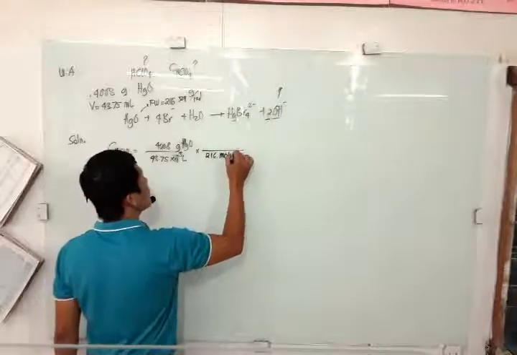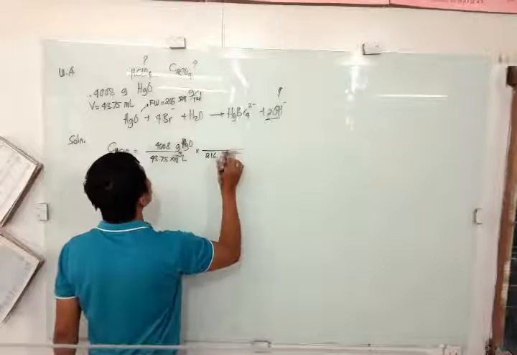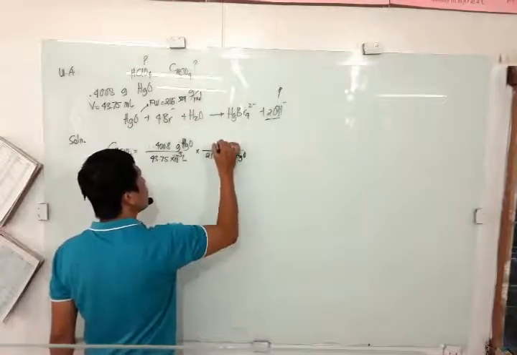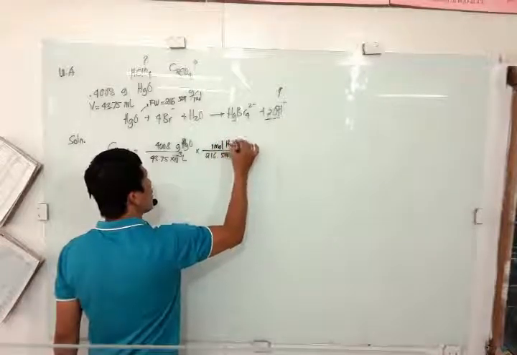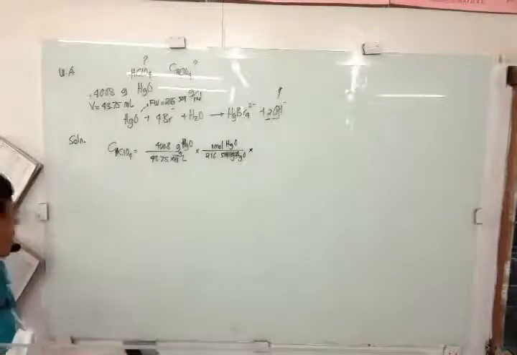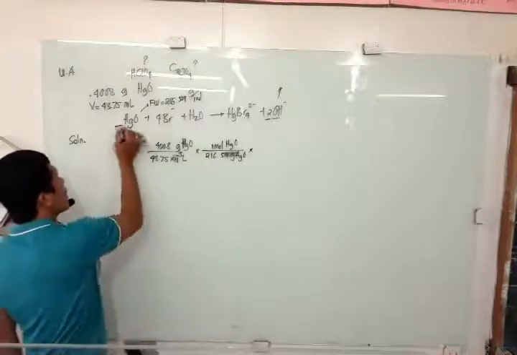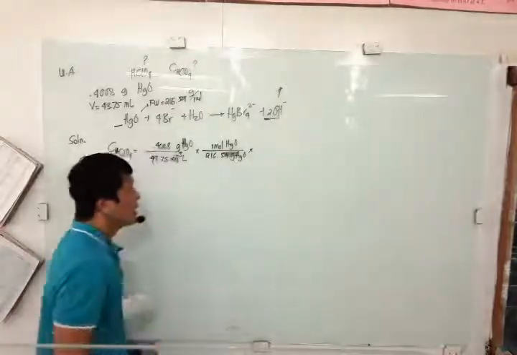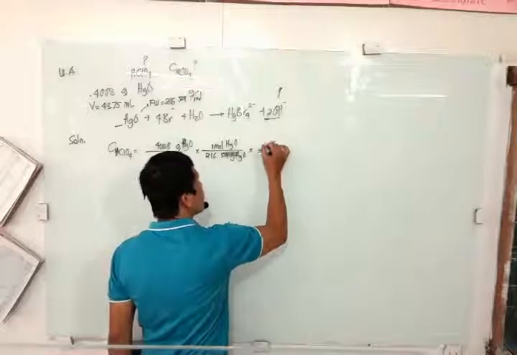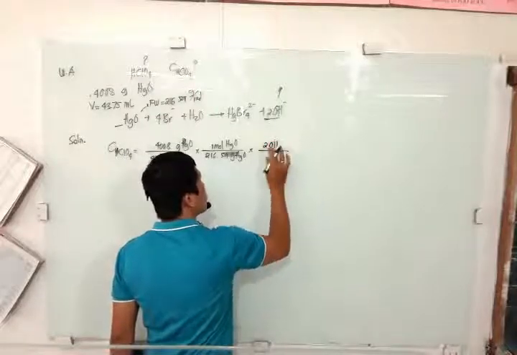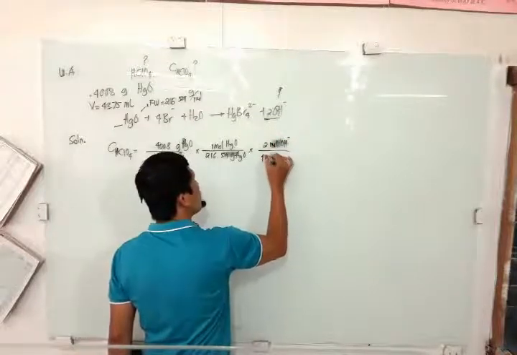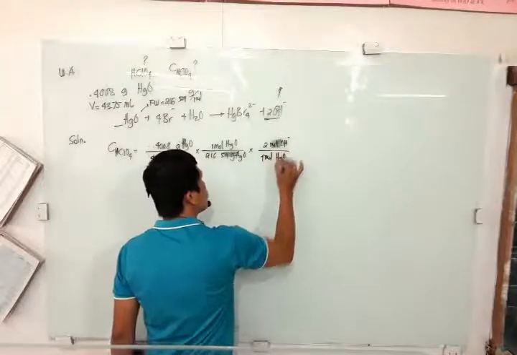Mole of this is 216.59 grams of your mercuric oxide over 1 mole of mercuric oxide. So after that, you will be now using the stoichiometry. The stoichiometry says that for every 1 mole of your mercuric oxide, it would liberate or make a product of 2 moles of hydroxide. 2 moles of OH per 1 mole of your mercuric oxide.